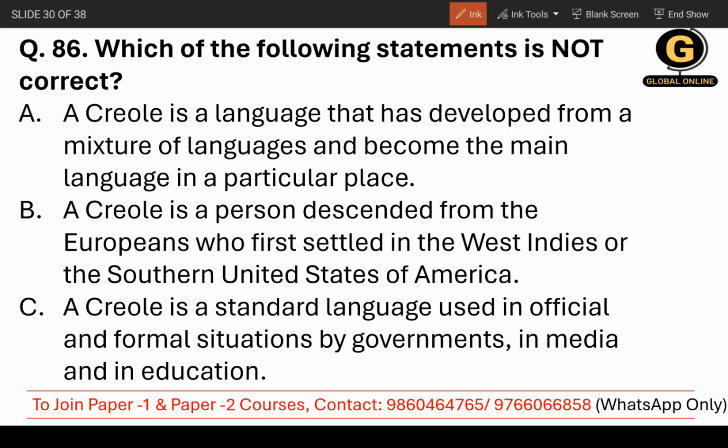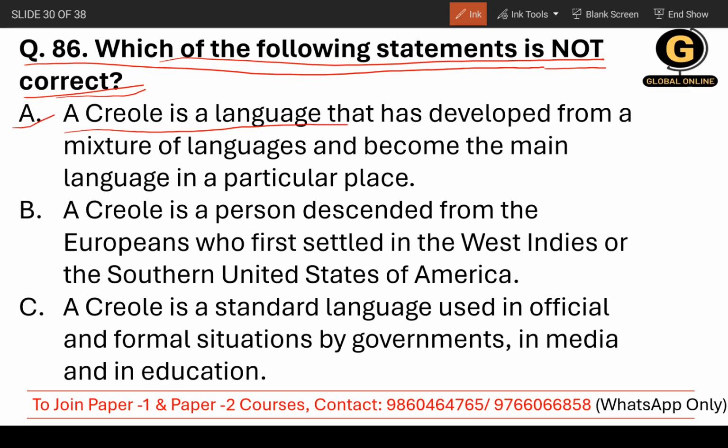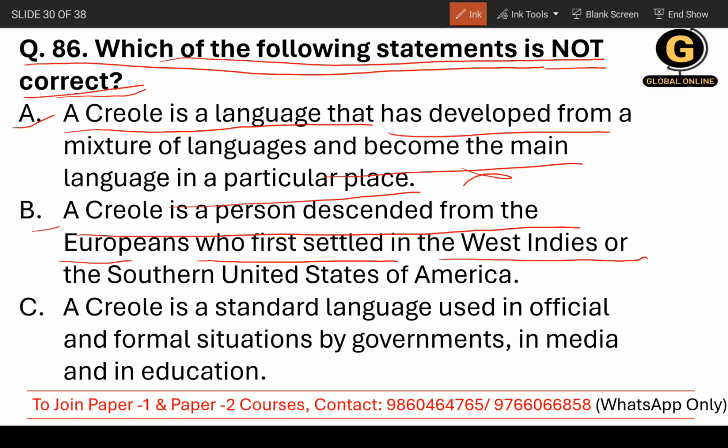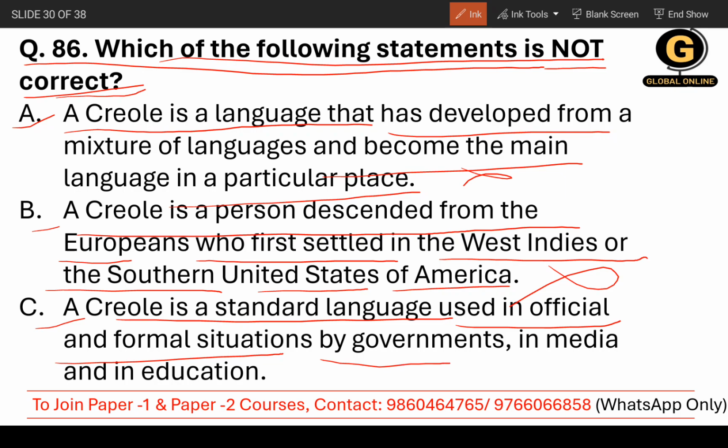Moving on to question number 86. Which of the following statements is not correct? The first, Creole is a language that has developed from a mixture of languages and become the main language in a particular place. Not true. A Creole is a person descended from the Europeans who first settled in the West Indies or the southern United States of America. It's also not true. A Creole is a standard language used in official and formal situations by governments in India, in media, and in education.